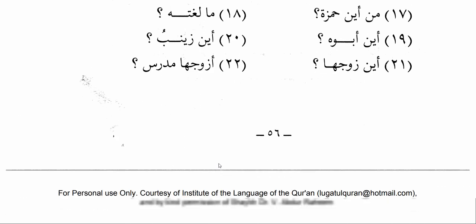أين زوجها؟ Okay, Zainab. The question is particularly about the Zainab that is in the lesson. So we will say Zainab هي في العراق. And أين زوجها؟ زوجها أيضا في العراق. زوجها مدرس. لا زوجها مهندس. So that's how you will answer the questions.